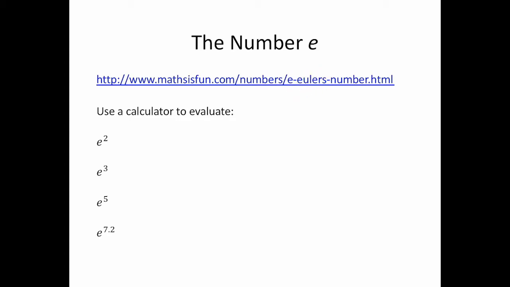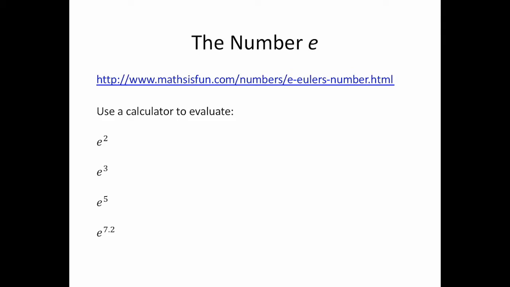So Euler's number. Essentially, it's a number that comes into play when you are compounding continuously. We've talked about compounding once per year. We could also do every month, which would be 12 times a year. This is going to be compounding continuously. We'll talk more about that in a second. Now it asks us to use a calculator to evaluate the following. We got e squared, e to the third, e to the fifth, e to the 7.2.